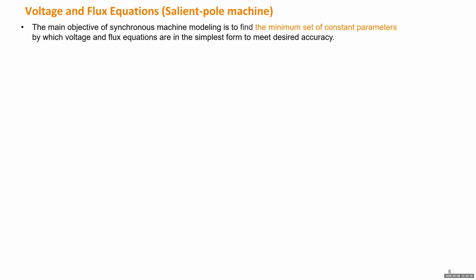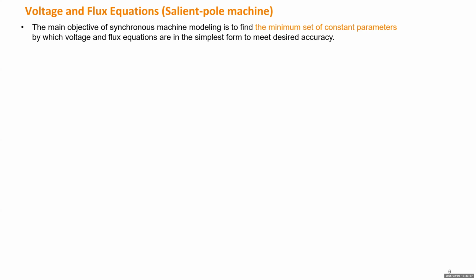So the main objective of the modeling for synchronous machines is to find the minimal set of constant parameters by which the voltage and flux equations are in the simplest form to meet the desired accuracy. So I put this sentence just to tell you, when you do some study, try to find out the model, or you are modeling something, what is the goal of modeling? Definitely the goal will be to identify a number of equations, so that with the equations you can develop your code, right? Simulation code, and do the study.